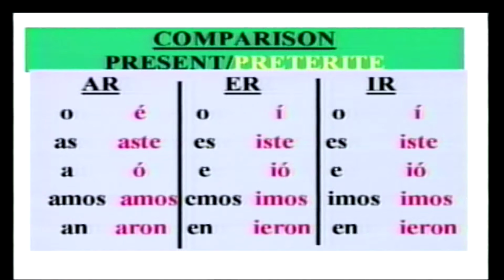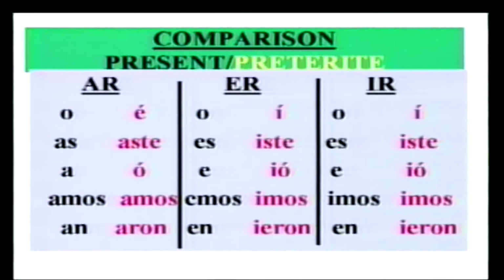The third person plural. So if it's an AR verb in the present tense, it ends with the O, the AS, the A, the AMOS, and the AN. The ER verb in the present tense ends in O, ES, E, EMOS, EN. And the IR verb in the present tense ends in O, ES, E, IMOS, and EN.